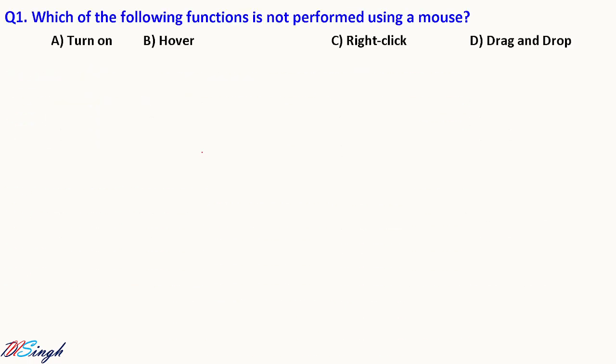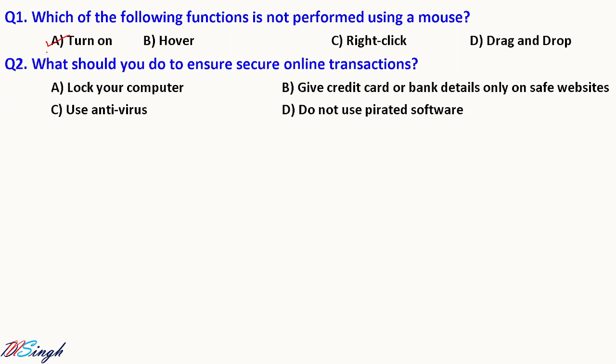So first question, it says, which of the following function is not performed using mouse? You can perform hover, you can also do right click or left click, you can do drag and drop, you can point using mouse, but you cannot turn on using mouse. So the correct answer is what? Turn on. Let us go for the next question.